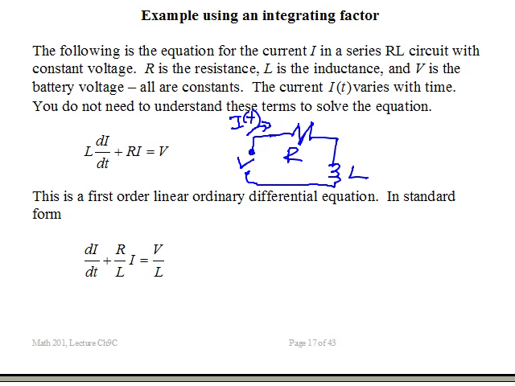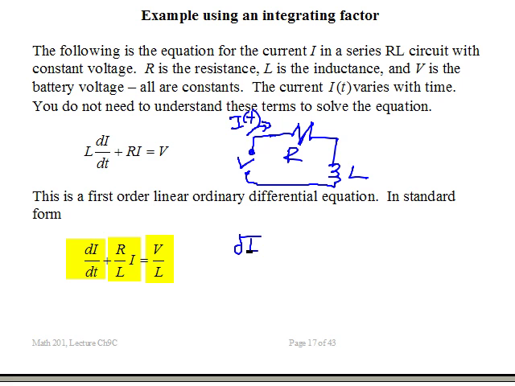To solve this equation, and just for purposes of demonstration, I'm going to let the resistance, the inductance, and the voltage R, L, and V be constant. But the current's going to change with time. Now, this is a first order linear ordinary differential equation, and I can write it in the standard form: dI/dt plus R over L times I, you can see obviously how to do that, equals the voltage divided by the inductance.